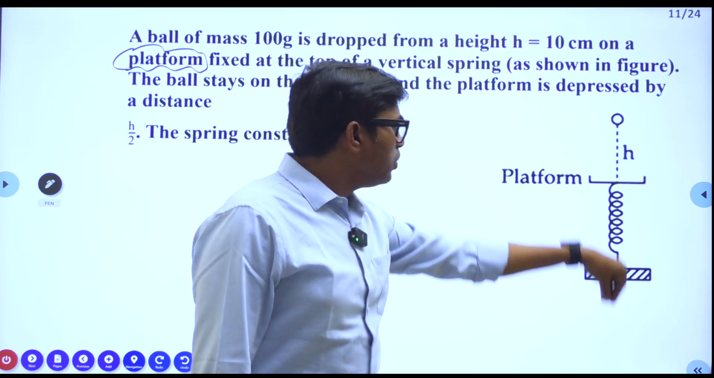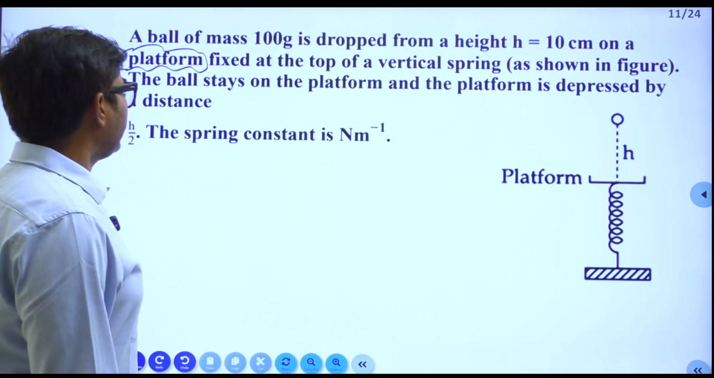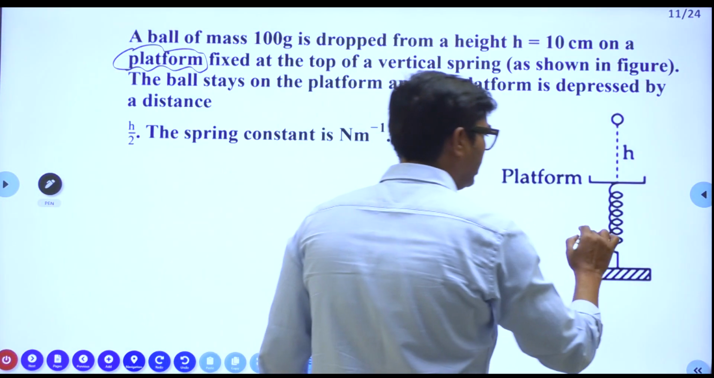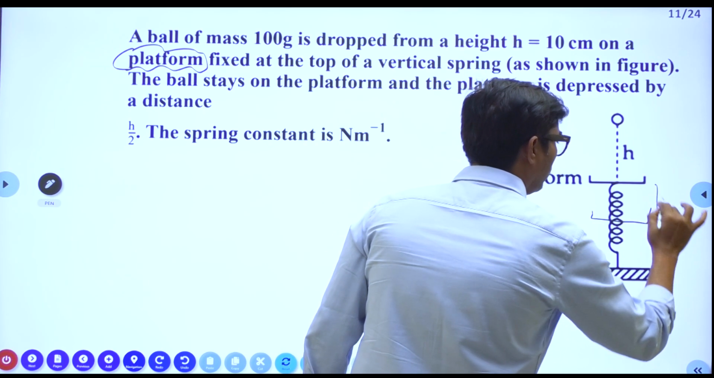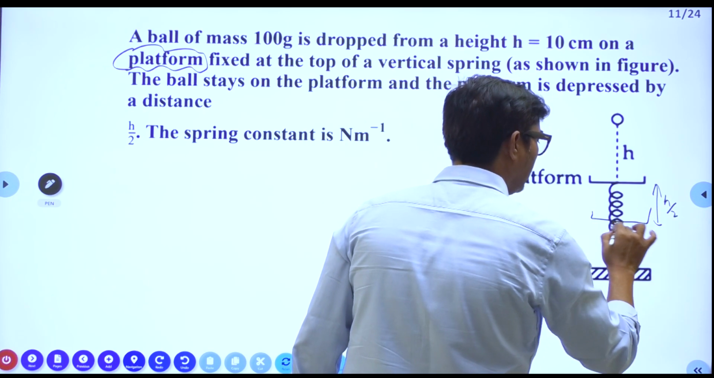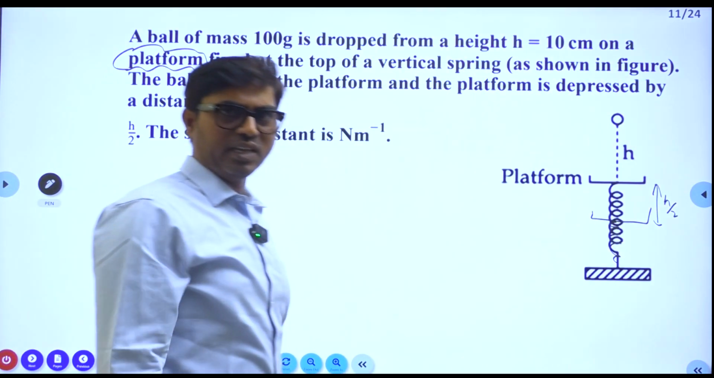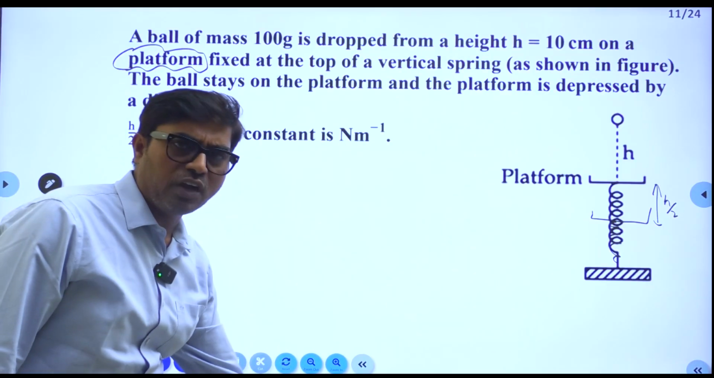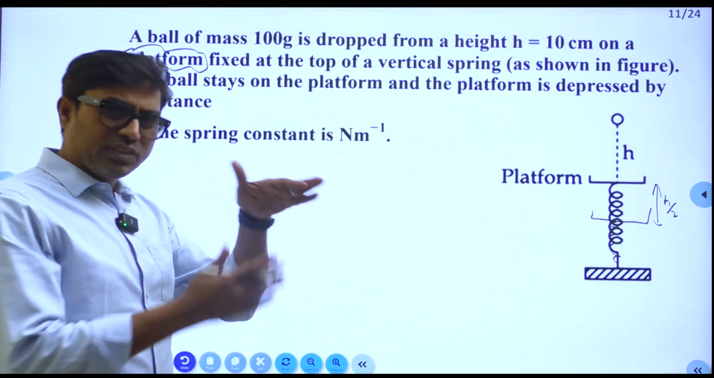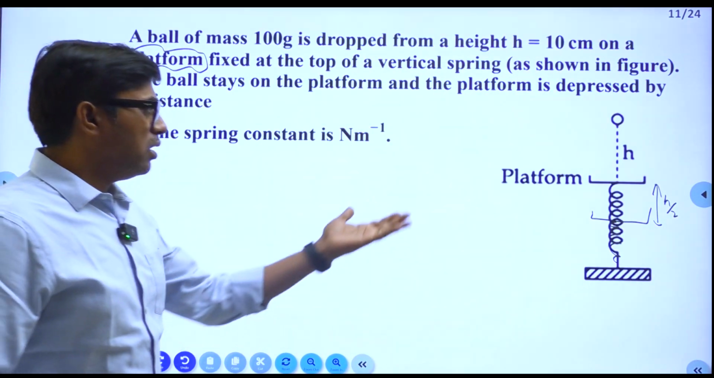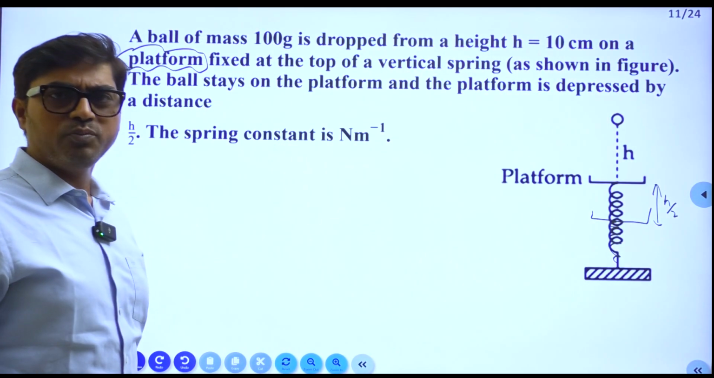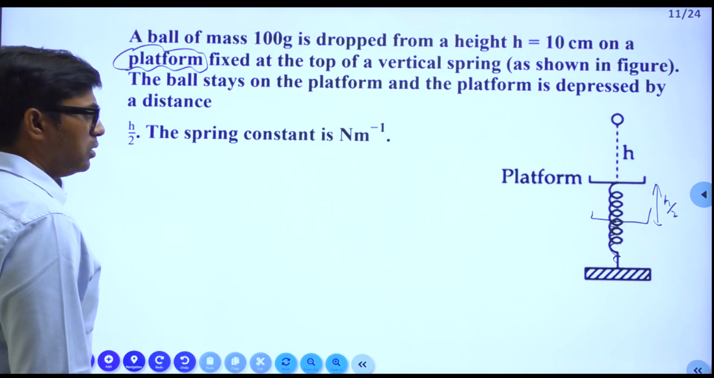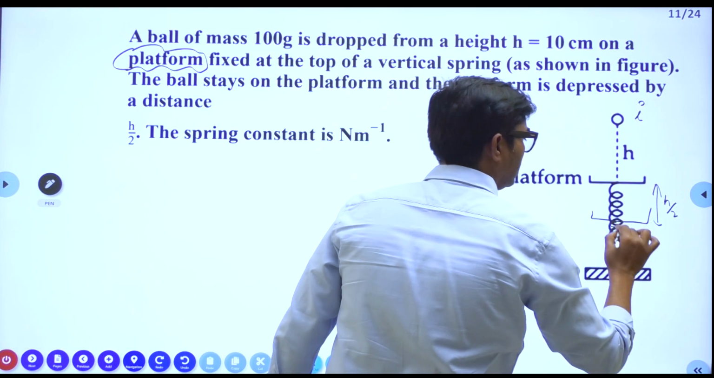So the ball will hit it and then keep on compressing it. That's the idea here. The ball stays on the platform and the platform is depressed by a distance of h by 2. So after it is being compressed, it will go down h by 2 distance further, and then it will come to rest. Again, it will bounce back; it is not going to stop there. Compress, compress, compress, go to the lowest position, and after that it will start rising up. So if the block sticks to the platform, it will oscillate actually. And if it is not sticking, it is possible that it might be bouncing off as well. Anyway, the spring constant they are asking you to find. So first, this is the initial point I am considering, and this is the final point.